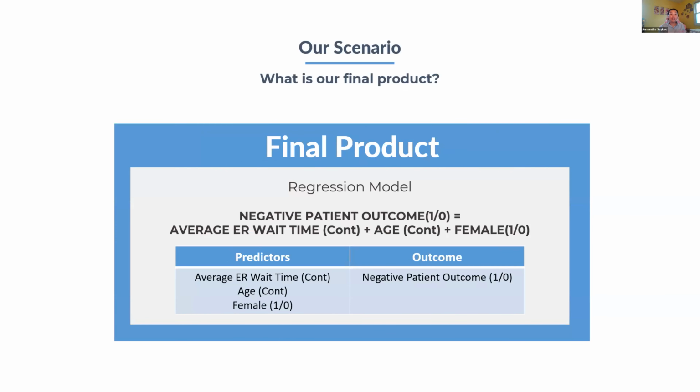So our final product, like I said, is a regression model, and I've sort of written it out here in two ways. We have the top in bold, which is just the equation itself. So the outcome, negative patient outcomes as a 1, 0. And then we have the inputs, which are the average ER wait time, which will be a continuous variable, age, continuous variable, and gender listed as female, 1, 0.